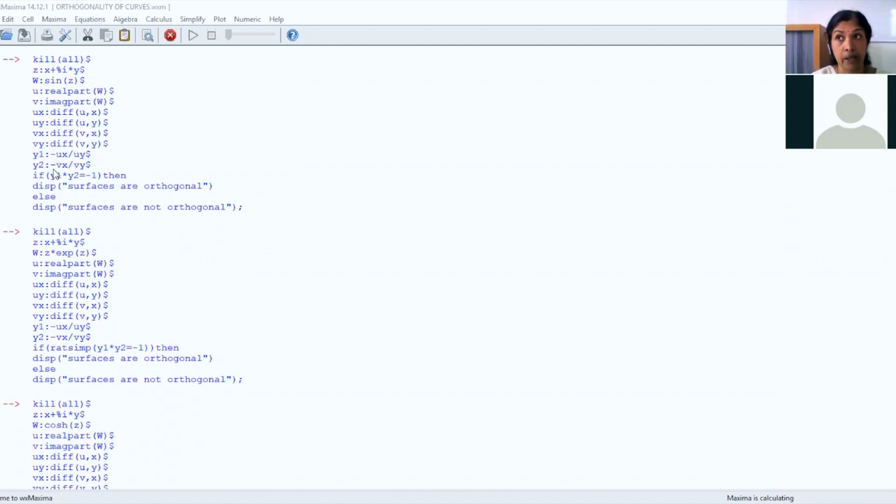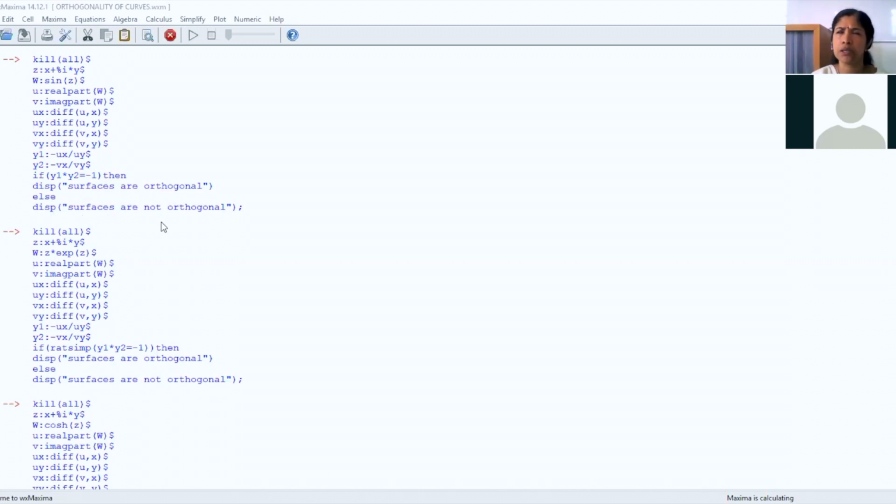We find dy by dx for the first curve. What will that be? That will be ux by uy. And for the second curve, dy by dx will be vx by vy. There are two minus signs, but when you cancel them, you can neglect the minus sign. Now we take dy by dx for the first curve into dy by dx for the second curve. If it is equal to -1, then display the surfaces are orthogonal, else display the surfaces are not orthogonal.